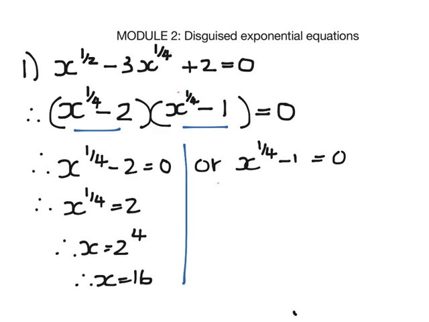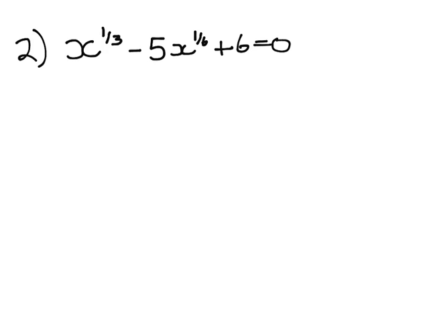On the other side of the equation it's very simple, because then we'll have x to the power of 1 over 4 is equal to 1. Therefore x is equal to 1. Let us do another example of a similar type of trinomial. What you should pick up is that in these types of questions, that fraction is always half of that fraction.